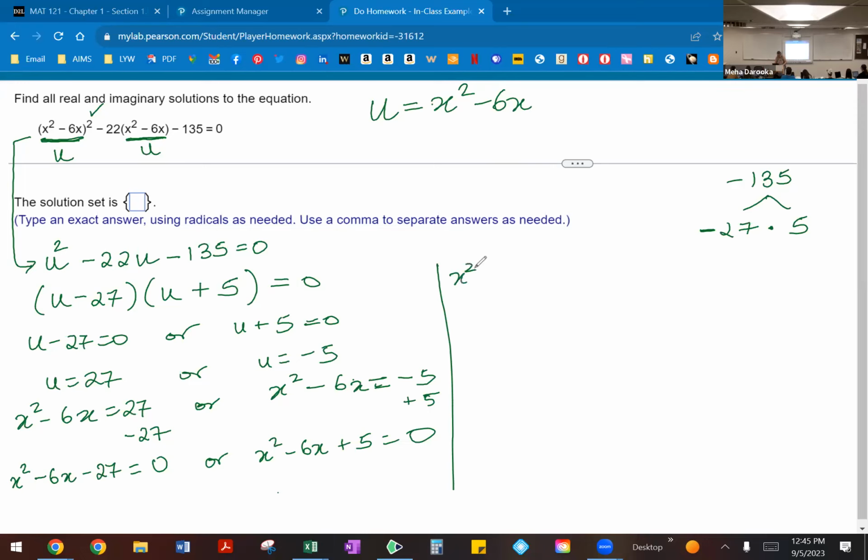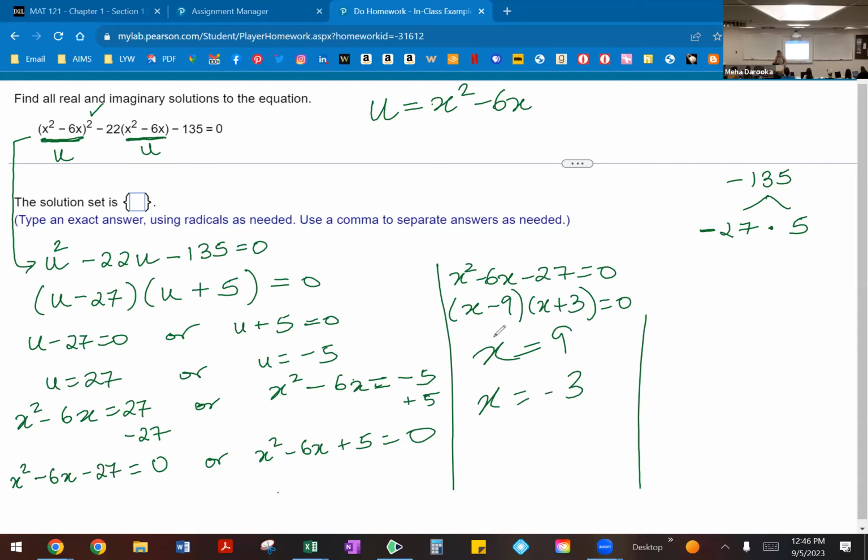Add exponent: x squared minus 6x minus 27, which will be x minus 9 and x plus 3. That will give us negative 27, and then gives us negative 6. Perfect. We will end up giving us x equals positive 9, x equals negative 3.